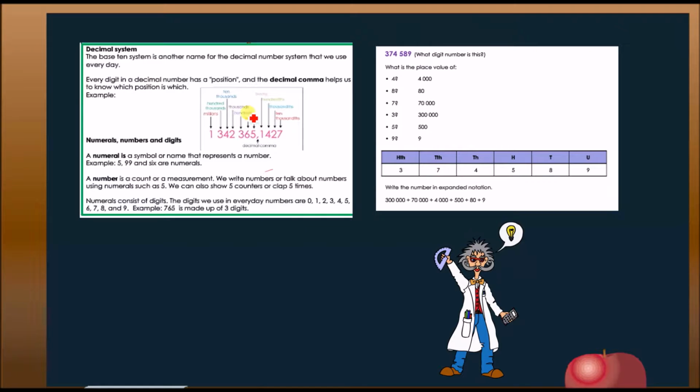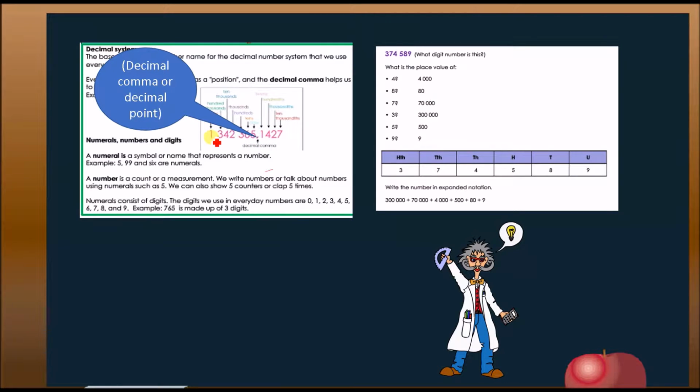In our decimal number, we will find a decimal comma or a decimal point. This decimal comma or point separates the whole number and the fraction, and it helps us to understand what the value of each digit is.